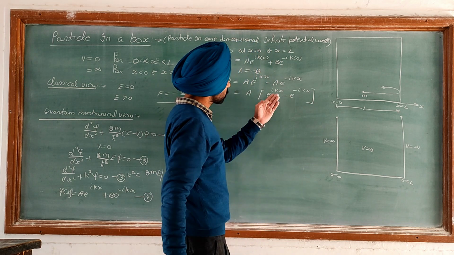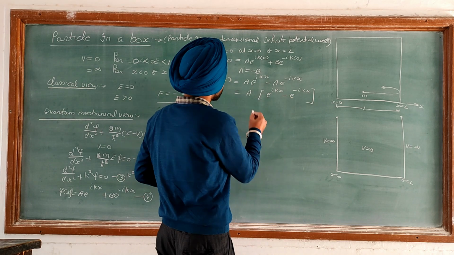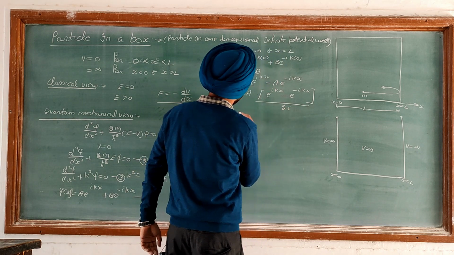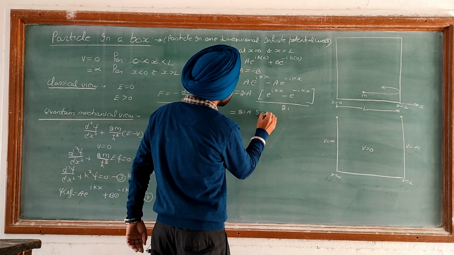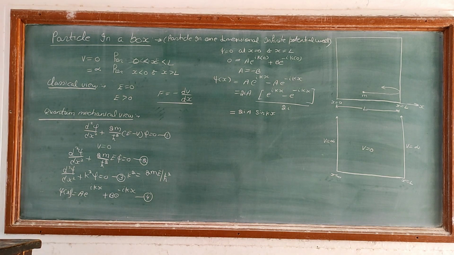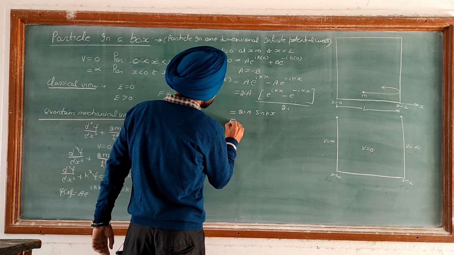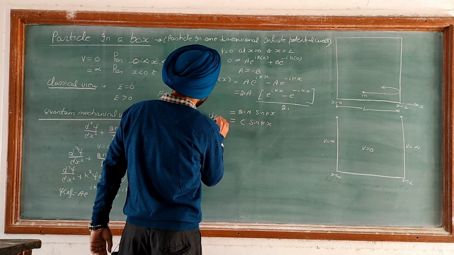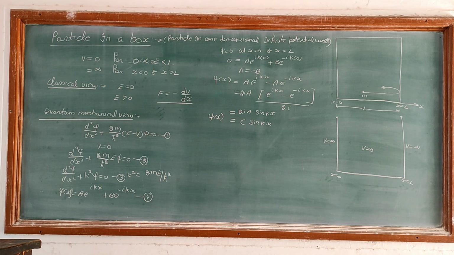This is like e^(iθ) − e^(−iθ), so I will multiply it by 2i and divide it by 2i. Now this is 2iA sin kx. This is sin θ, where θ is kx. So let 2iA be another constant, C, giving C sin kx. So this is ψ(x) from the boundary condition ψ equal to 0.